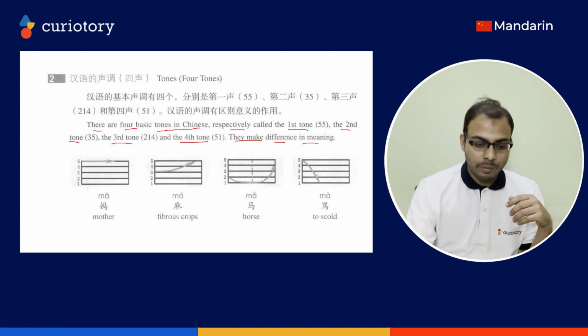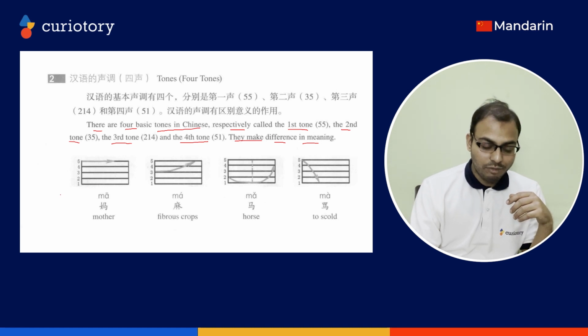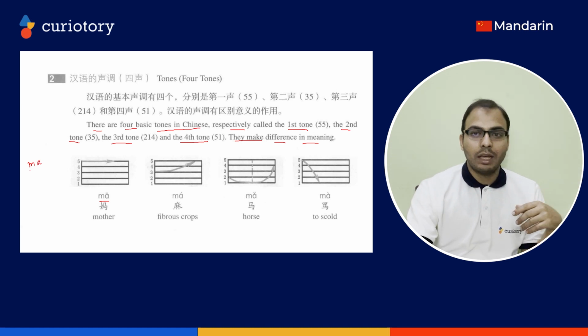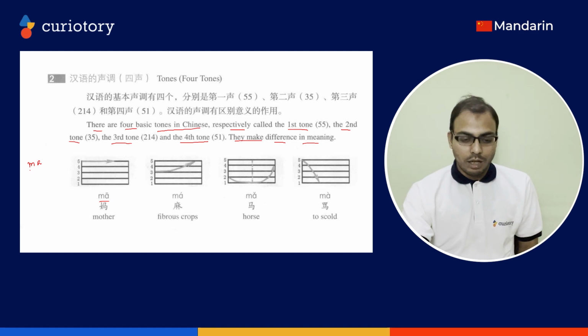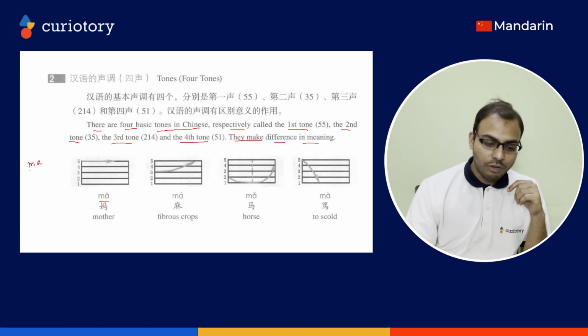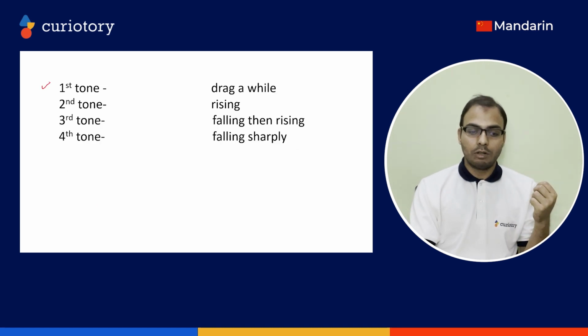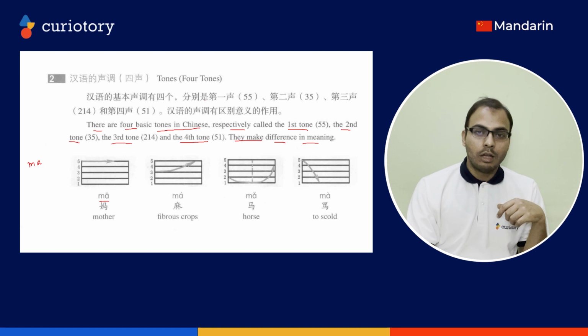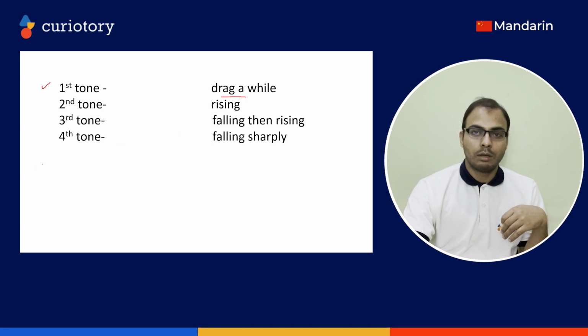So now what are the rules for the 4 tones? In the first tone it's MA. If you want to say it in English, there is only one way of saying ma, but in Chinese there are 5 ways. Now the 5th way, the neutral tone, we'll not be talking about here. We'll be talking about the 4 tones. In the first tone, how to speak it is you have to drag a while. What does the rule say? Drag a while. So you'll have to say ma. You have to speak ma, but the only difference is you have to drag a while. Ma.